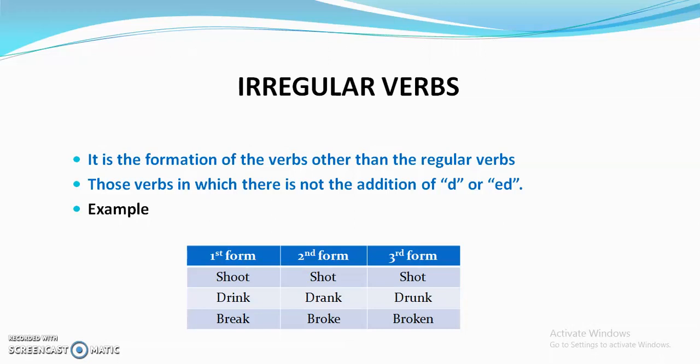Irregular verbs. It is the formation of verbs other than the regular verbs. Or we can say these are the verbs in which there is no addition of d or ed. For example, we are going to take the verb shoot. In its first form, it is shoot only. Then the second form, which is past tense, is shot. Then the third form, which is past participle, is also shot only. And the same thing applies to drink. Past tense is drank, past participle is drunk. And for the verb break, past tense is broke and past participle is broken.